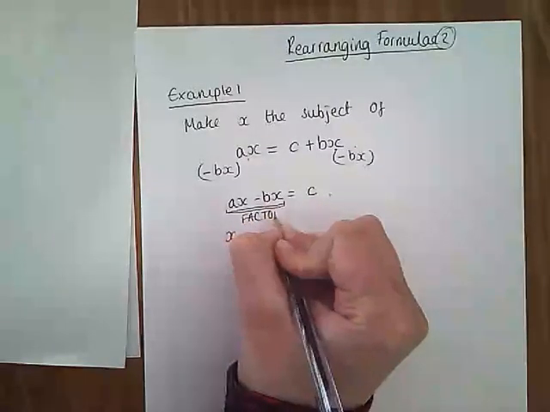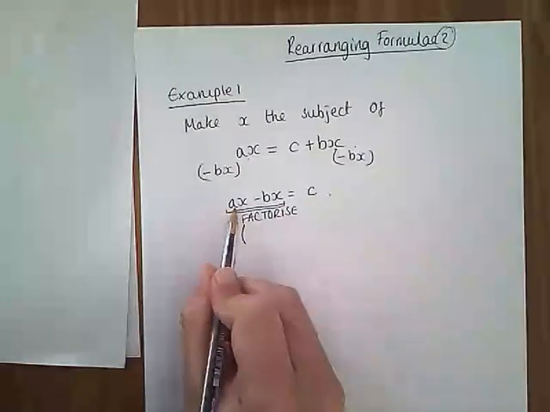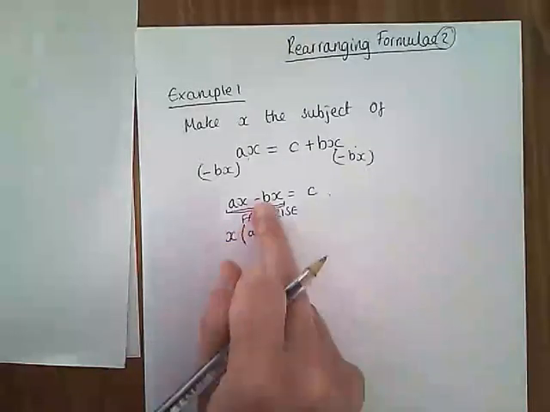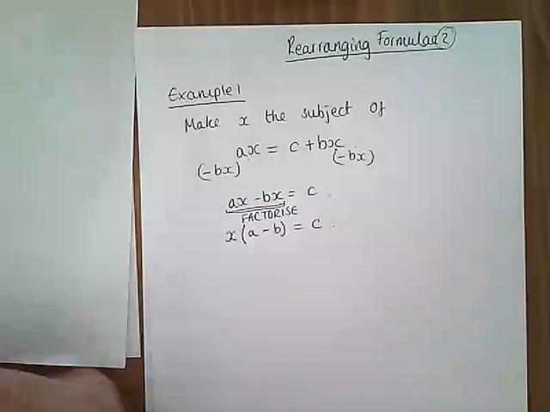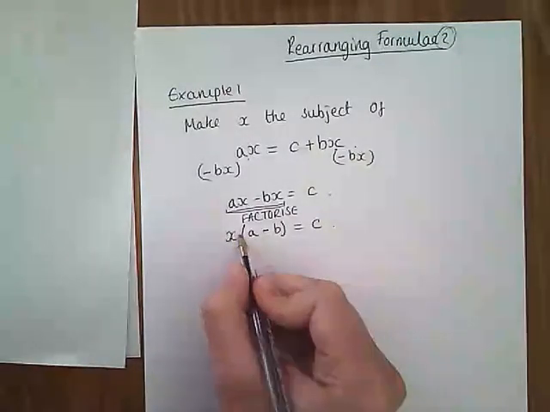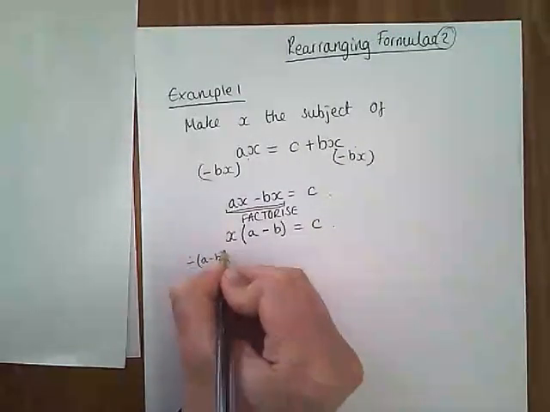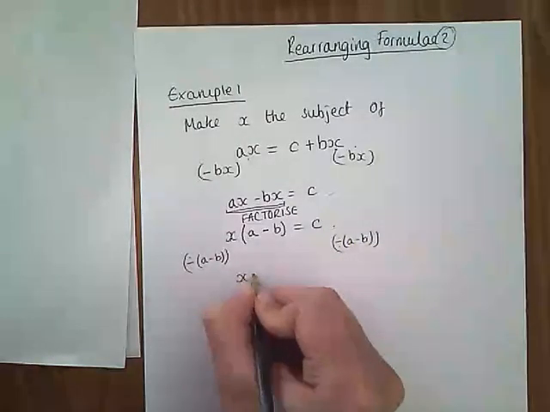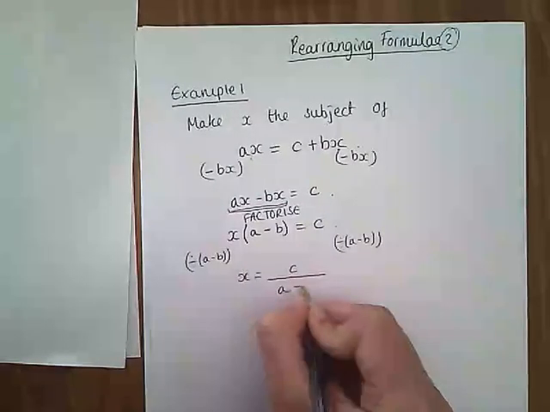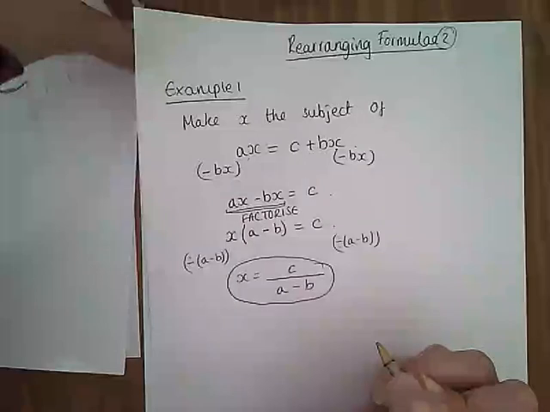Okay, so what is common to ax and bx is x, open the bracket. What do I have to times x by to get ax is a. What do I have to times x by to get bx is b. Okay, now x is very clearly being timesed by a minus b. So to get x on its own, I divide by a minus b. Okay, so I get x equals c divided by a minus b. Is x the subject of the formula? Yes, it is.